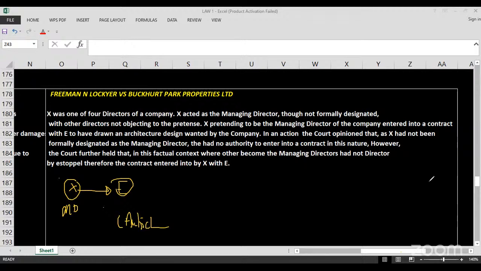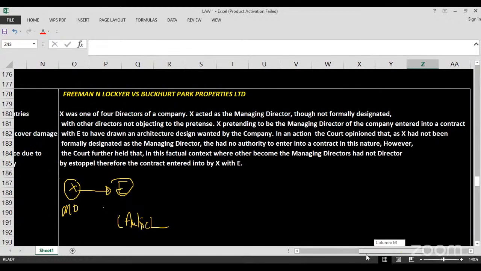Therefore, what the court is saying is, although that right was not given, since other people believe he is the managing director, the contract X went into with E is valid, and the company is liable to pay the amount to E. That's about this one. And I hope all the parts are clear.